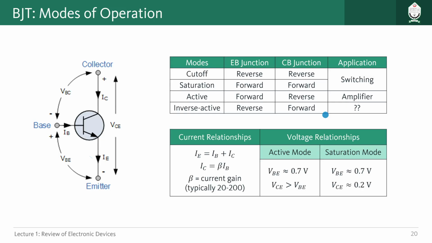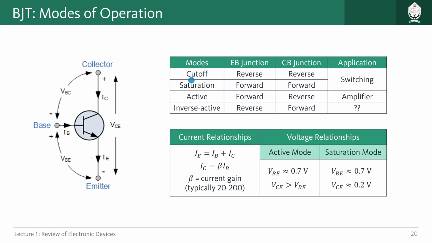Now let us talk about different modes of operation of BJT. Here at the left you can see just a simple circuit of BJT. Terminals are given like collector, base and emitter. This is an NPN transistor, and these junctions are also named: this is base to emitter junction or EB junction, and this is collector to base junction or CB junction. Based on how these junctions are biased, forward or reversed, we have different modes.